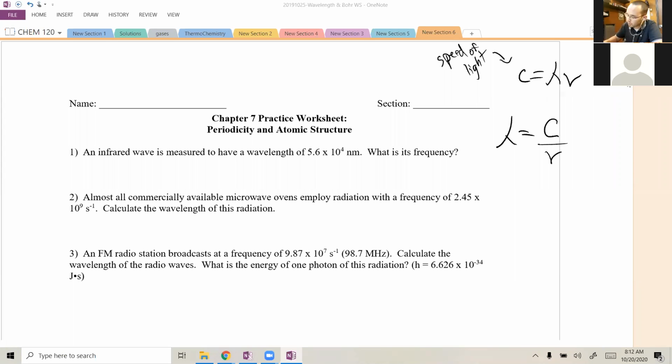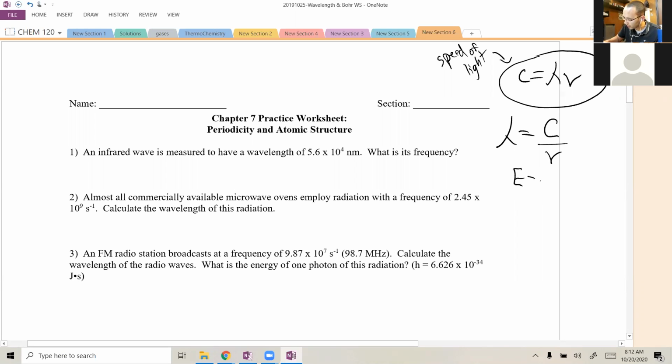Right? So we have our first equation. We got our speed of light related to our frequency and our wavelength. What is another equation? All right. So our other equation is that the energy is related to h times our frequency. Now, what does that h stand for? Planck's constant. Very good.